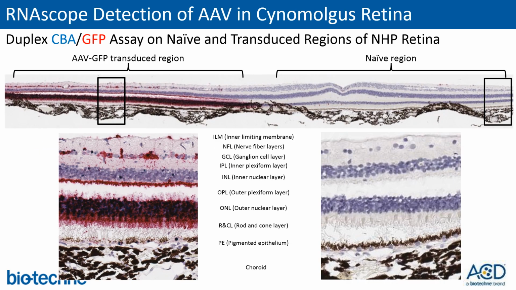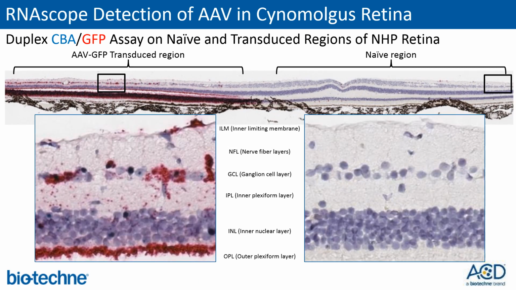So here's an example of an RNAscope Duplex assay where we did combine probes for vector, in this case the CBA promoter probe, chicken beta actin promoter probe, is detecting DNA signal only, and the GFP probe is detecting transcript. This is in non-human primate eye, retinal tissue, and you can see obviously very high level expression. This was local administration of the virus, so there's very high copy of both virus and transcript.